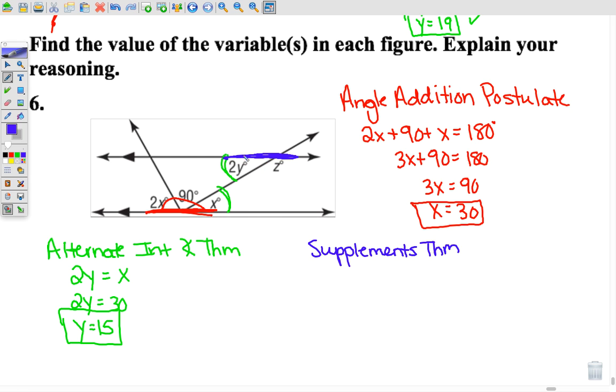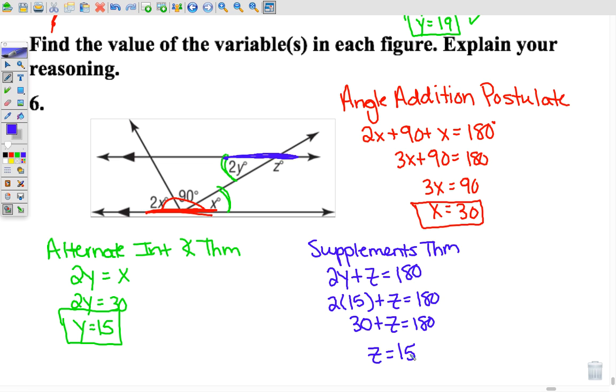So I'm going to use my supplements theorem that tells me that if I have a linear pair, I know these two add up to 180. So 2y plus z is equal to 180 degrees. I know y is 15, so 2 times 15 plus z is equal to 180. So 30 plus z is equal to 180. So I have z would equal 150 degrees. Alright, so there's x, there's y, there's z. I have x, I have y, I have z, and I explained my reasoning by using either certain theorems or postulates.